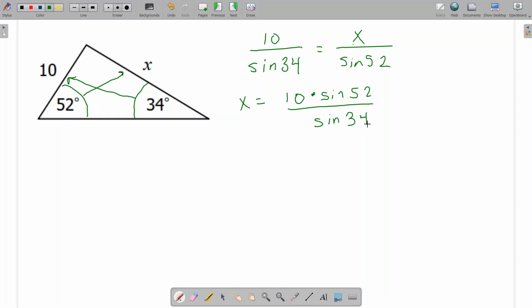And this calculation here is going to give me that missing side length. So in this case, make sure you are in degree mode on your calculator since we're working with angle measurements in degrees. And this will give you a side length of 14.1. So the law of sines is pretty easy to use when it comes to finding missing side lengths. So let's look at another one here.